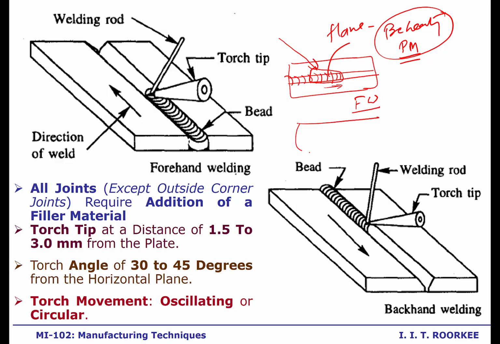On the other hand, when we use backward welding, where the torch is pointed opposite to the welding direction, the flame will continue to heat the already welded section. This is the welded section, so the flame will continue to heat it, and this action results in post weld heating.